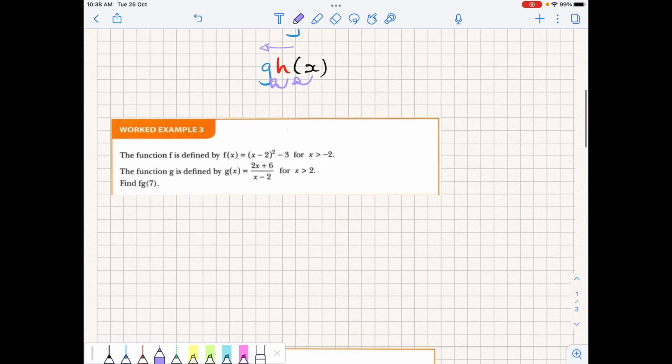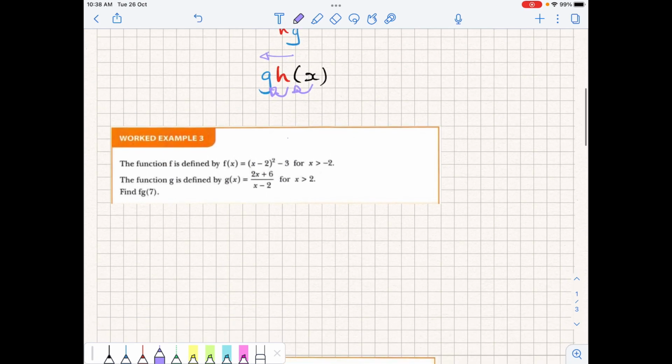So here we have a function f of x. They set a domain restriction that x is going to be greater than -2. And then they also say there's this function g. And here as well we have a domain restriction, x is greater than 2. And they say find fg of 7. All right. So what that means is we're going to put 7 into function g and then get a result and take the result of that and put it into function f.